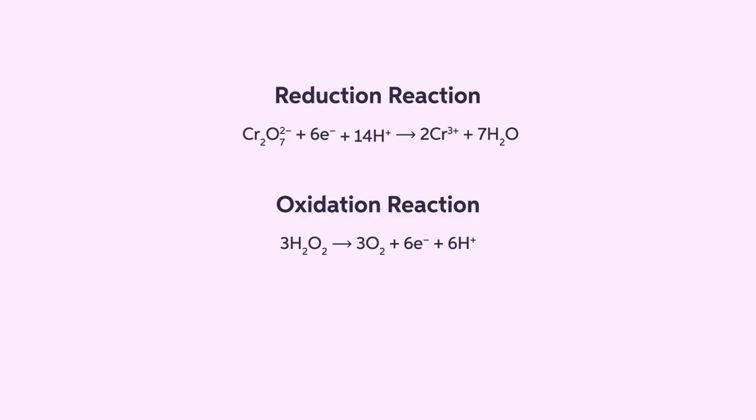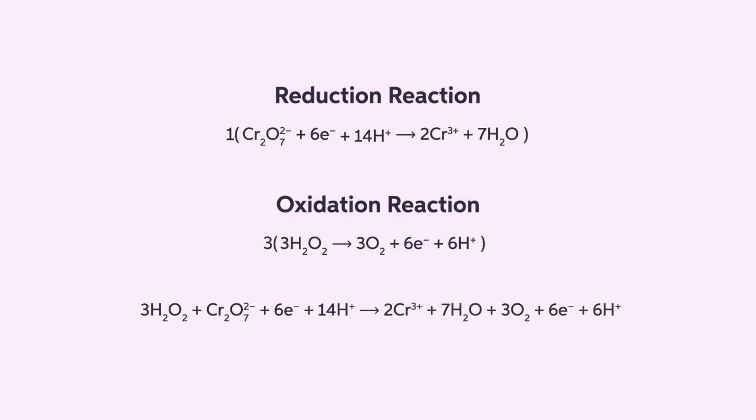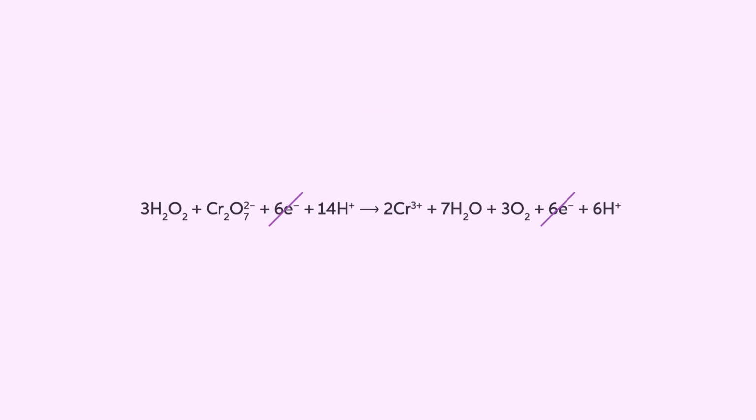It's time to equalize our reactions with least common multiples. The LCM of 6 and 2 is 6. Multiply the reduction reaction by 1 to get the 6 electrons, and multiply the oxidation reaction by 3 to get the 6 electrons. The 6 electrons cancel on both sides, and the 6 hydrogens on the right offset 6 of the hydrogens on the left, leaving 8. What's left is our redox reaction balanced in an acidic solution.